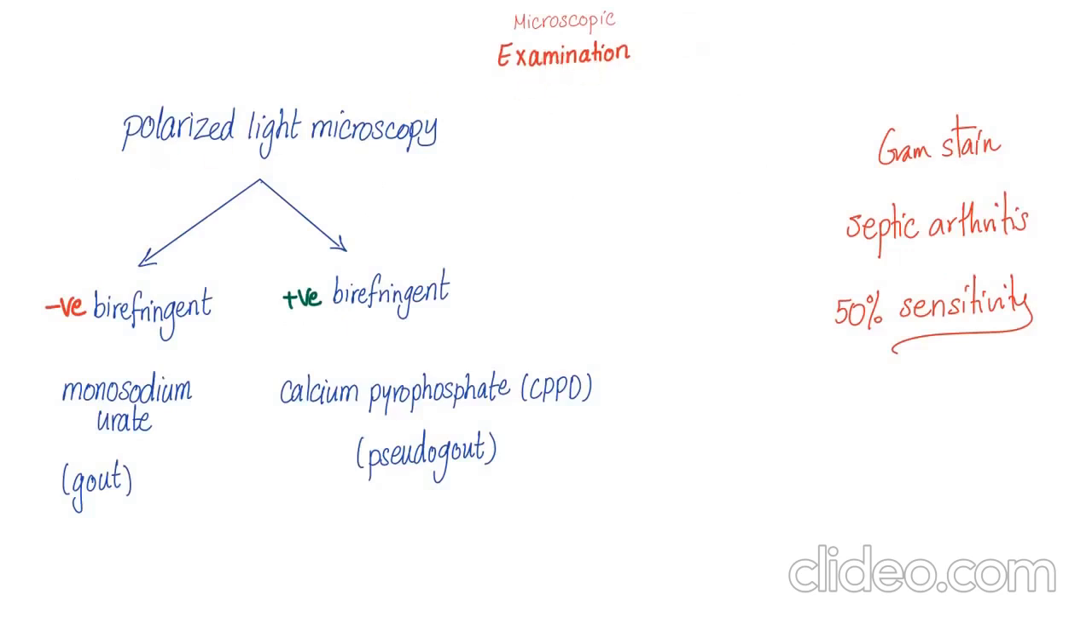Microscopic examination by plane polarized light. Negative birefringent, the monosodium urate in cases of gout. Positive birefringent, cases of pseudogout, called calcium pyrophosphate dihydrate crystals. The Gram stain should help with septic arthritis, but it's only 50% sensitive, which is a piece of trash because this is just like flipping a coin.